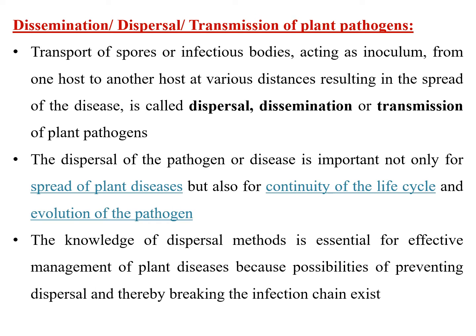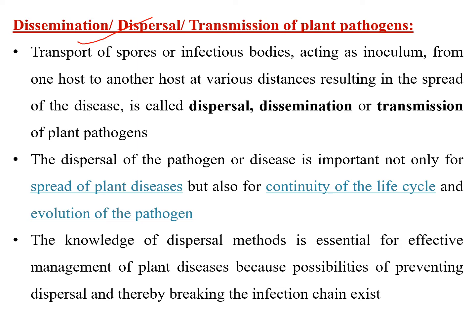Coming to dissemination, which is also known as dispersal or transmission of plant pathogens: transport of these dormant spores or infectious bodies, which can act as a primary inoculum or secondary inoculum, from one host to another host at various distances, that results in spread of the disease from one place to another place or one area to another area. This process, that is transport of spores or infectious bodies from one place to another or one host to another host, is generally known as dispersal or dissemination or transmission of plant pathogens.